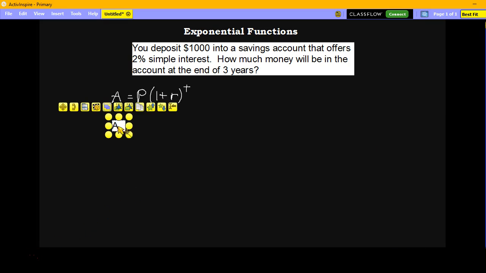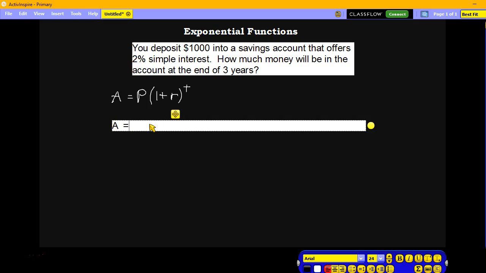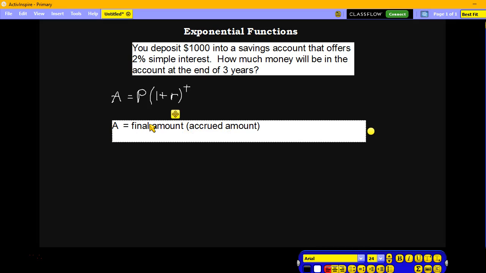So in this formula, we have A is equal to the final amount. That's one way to look at it. When we talk about things like radioactive decay, we will certainly refer to the final amount. But in terms of finance, the reason why we use A is because it's called the accrued amount. Accrued. It's not crude, it's accrued. You can go ahead and look that up in the Merriam-Webster dictionary and see for yourself.